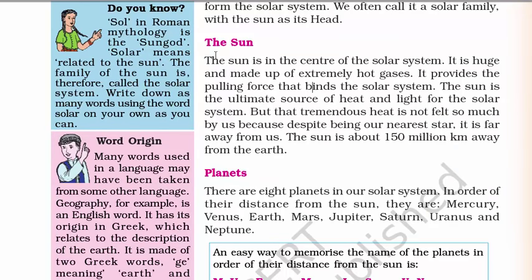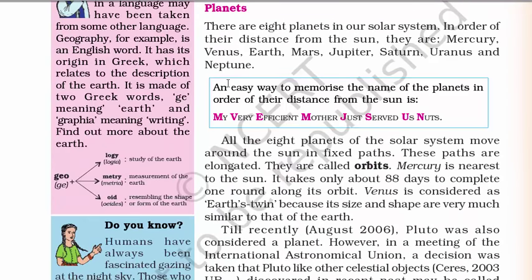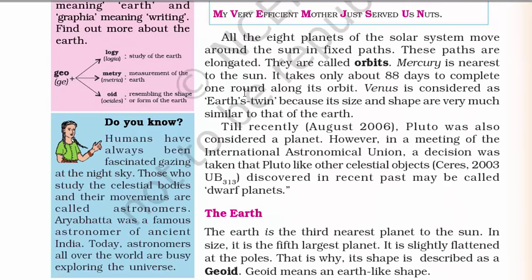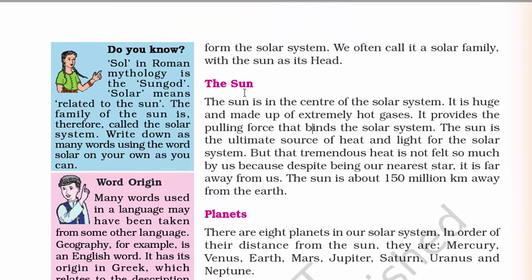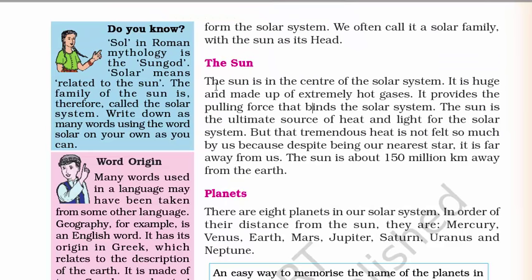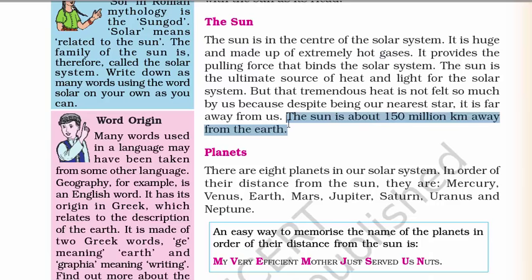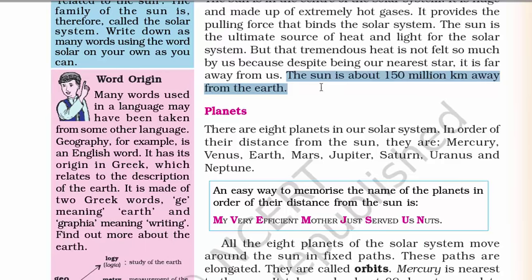On the fourth page, we'll read about the Sun, planets, and another specific planet called the Earth. So let's read something about the Sun. The Sun is the center of the solar system. We know that. It's made up of extremely hot gases. Got it. The Sun is the ultimate source of heat and light. Done. Okay, one important thing: the Sun is about 150 million kilometers away from Earth. Remember this. 150 million, remember this, okay?